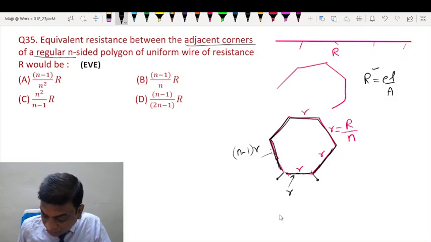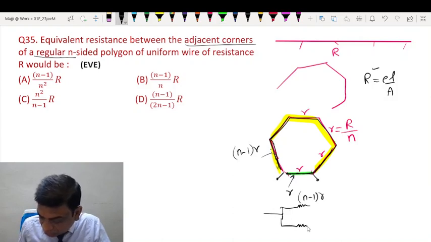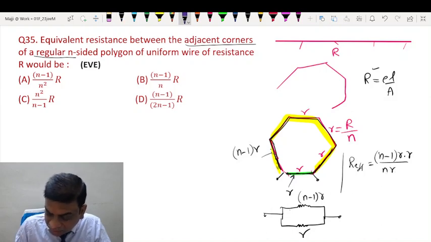So at the end we have a parallel combination between what? N minus 1 R, this entire thing, and R, the parallel combination of these two. So effective resistance you can obtain as the product upon sum. So product is n minus 1 into R upon n R. 1 R gets cancelled, students.